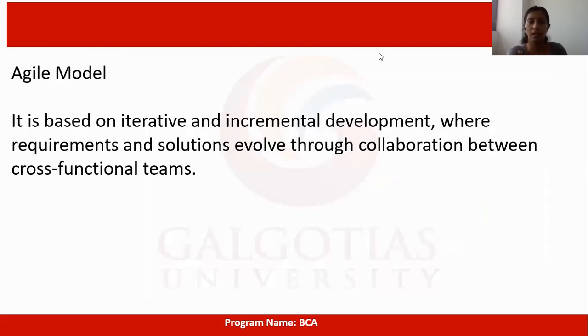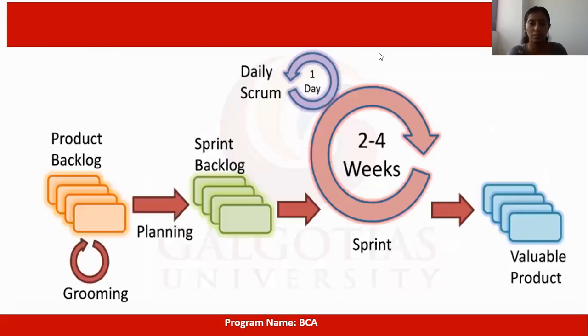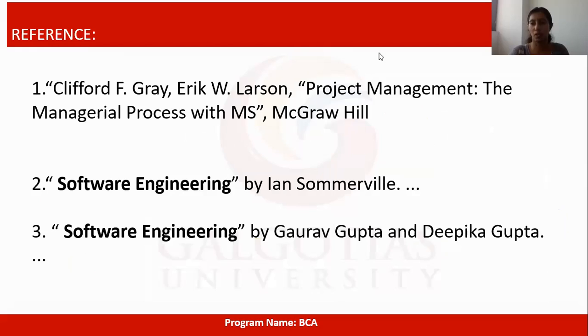Next we have the agile model. It is based on iterative and incremental development where requirements and solutions evolve through collaboration between cross-functional teams. So this is the agile model. Here we have the product backlog, where we do the grooming, then we do the planning, sprint backlog, daily Scrum, and then 4 weeks of time is required. Then we have the valuable product.